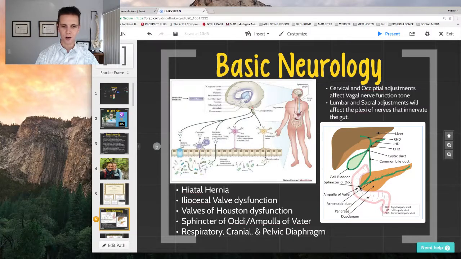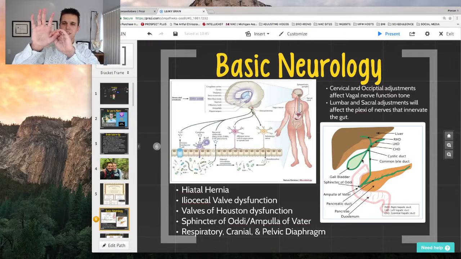This is the sphincter of Oddi, where a lot of the enzymatic juices are secreted into the small intestine. Sphincter of Oddi, the ampulla of Vater, the pancreatic ducts, and then the small intestine here. All right. A lot of people don't have a gallbladder, okay? So if your stool is floating, that can really be a sign of gallbladder insufficiency or gallbladder stasis.